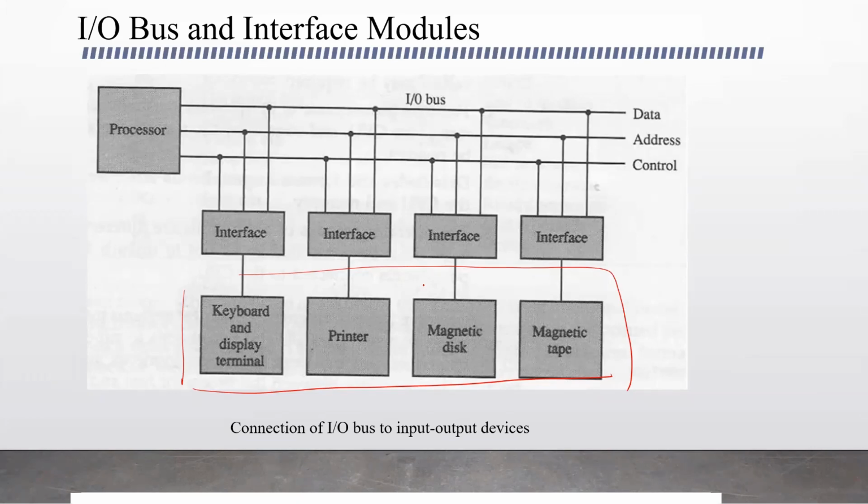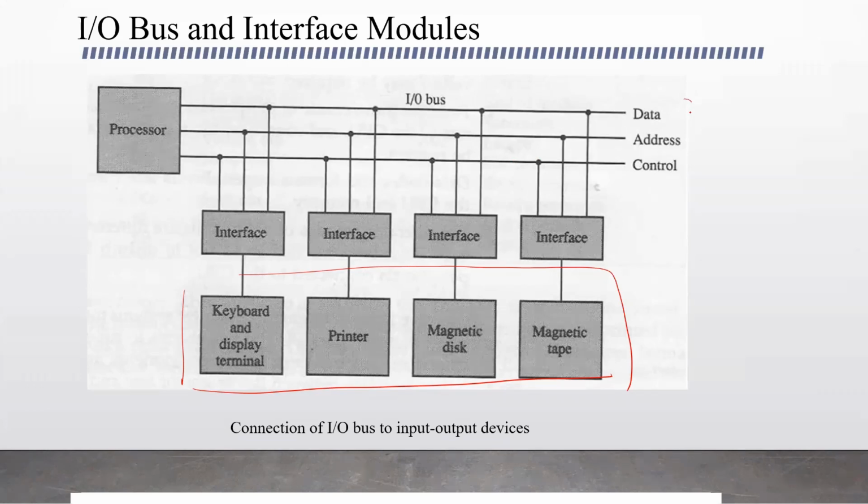The interface disables all the other lines, and only the line between that particular peripheral device and the processor is enabled, so that communication can happen. Once the address is identified, once the device is identified, the data is placed on the data line, and the control information, that is the IO command, what operation is to be performed, is also placed on the control lines.